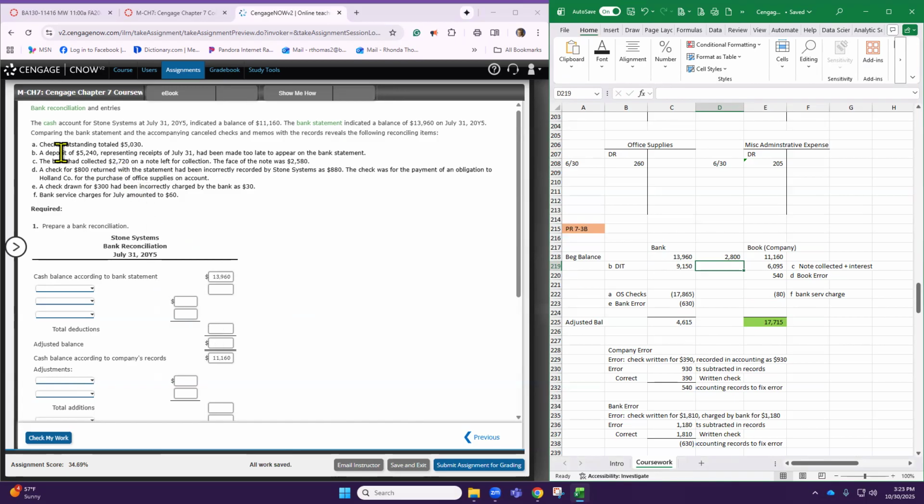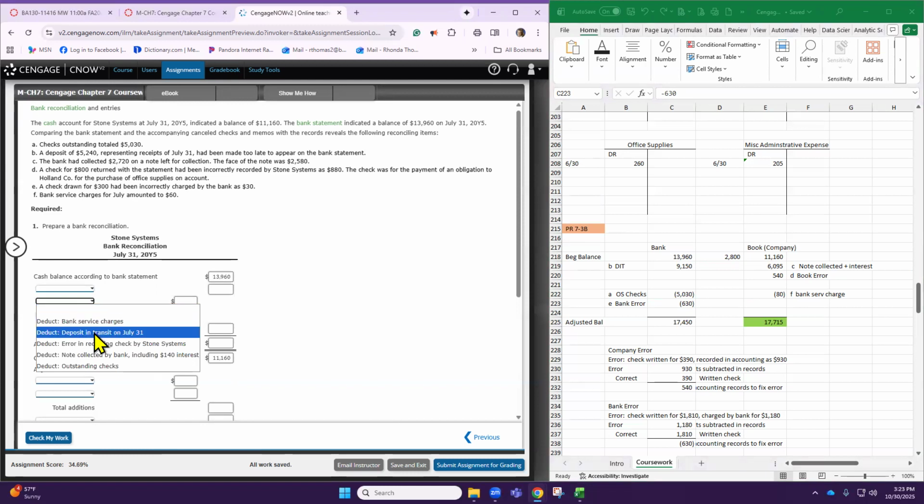Okay, so let's go through them. The first one is outstanding checks. Who knows about them? The book knows about them. So they need to be adjusted on the bank side. They're going to be subtracted. Outstanding checks. So we're looking at 5,030 bucks. So that is going to be an adjustment to the bank. So that's going to be a subtraction. It's going to be a deduction for your outstanding checks.